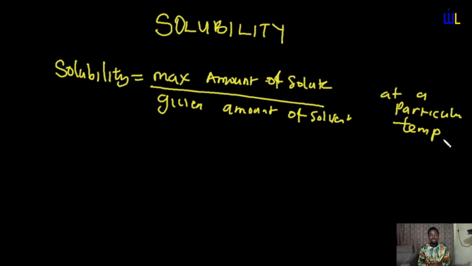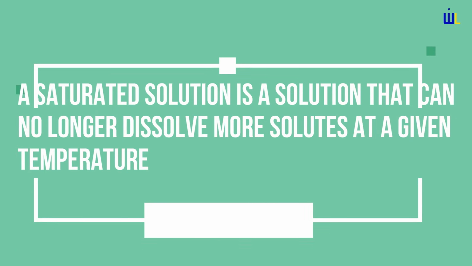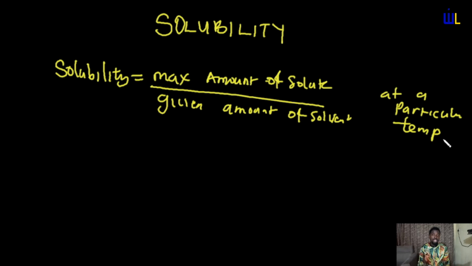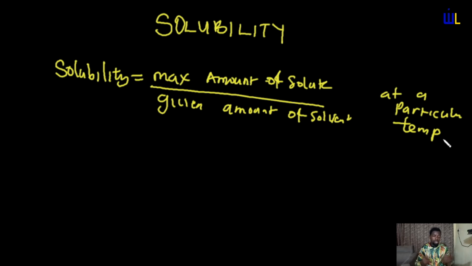Then we go to the next one, which is saturated. Saturated, as the term implies, is filled. So a saturated solution is a solution that can no longer dissolve any more solute at a particular temperature. Then finally, you have a supersaturated solution. A supersaturated solution is a solution that contains much more solute than that found in a saturated solution at a particular temperature. So basically understand that.